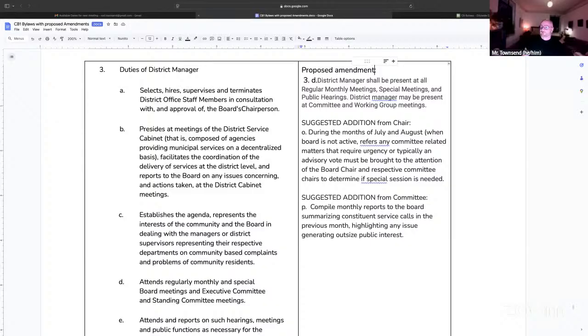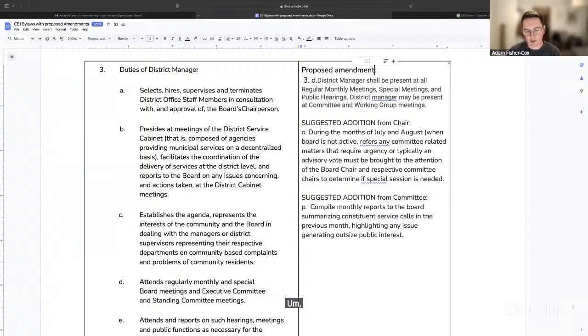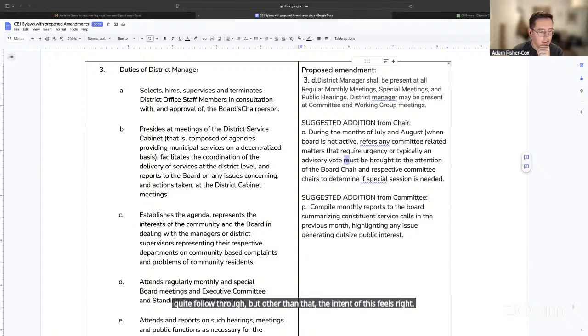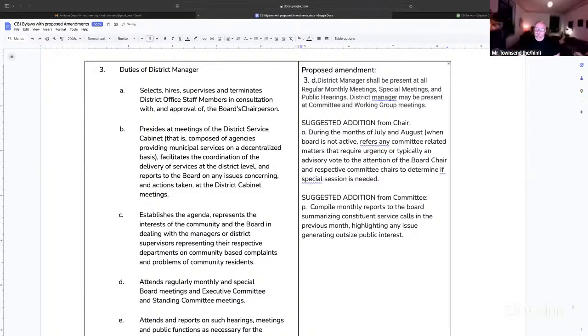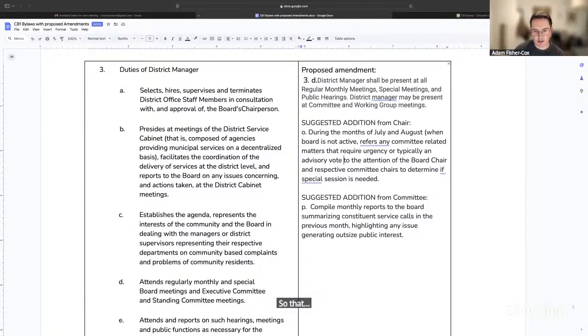Is there any discussion of letter O that's been suggested? It seems pretty straightforward. I just have an editing comment that I think we should strike "must be brought" from letter O here because we also say "refers any." It doesn't quite follow through. But other than that, the intent of this feels right. So that, yeah, "refers any committee related matters that require urgency or typically an advisory vote to the attention of the board chair." Yes, exactly, that's a good call.